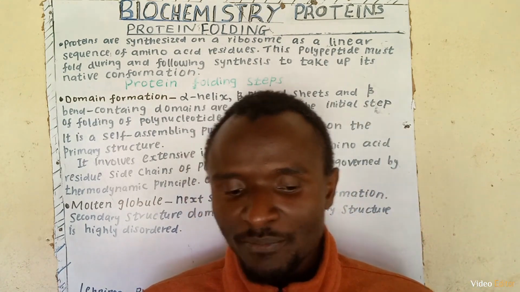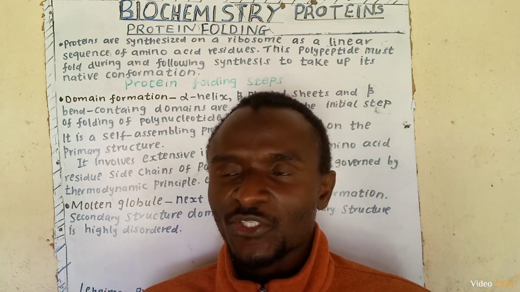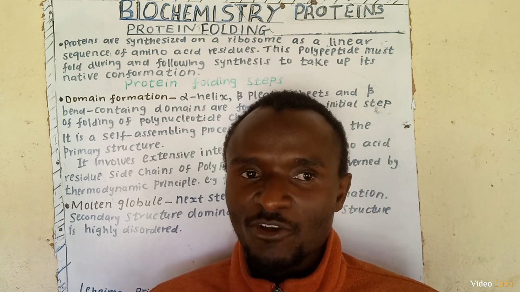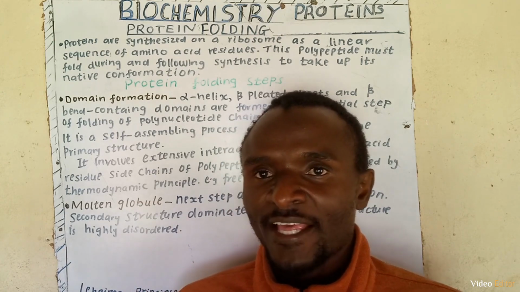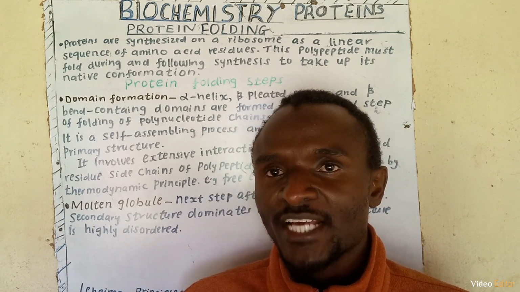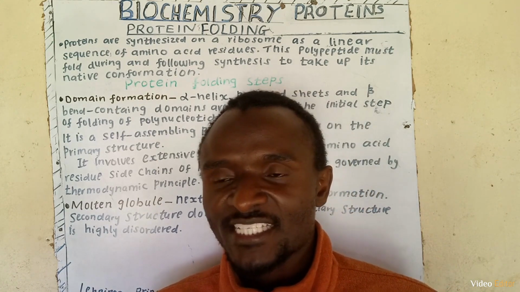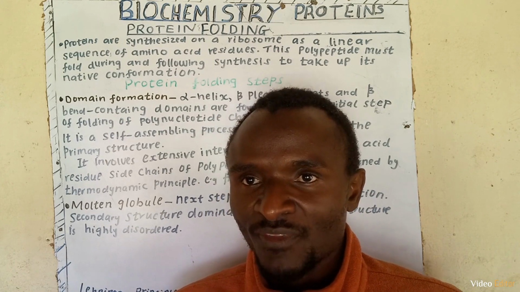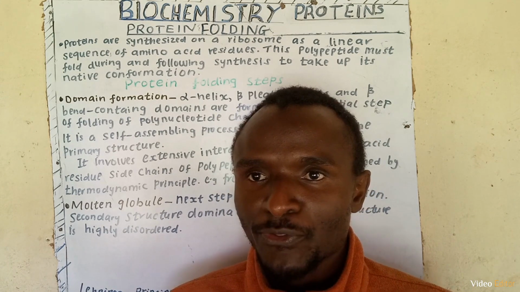Another point that you need to remember about that is that it involves intensive interaction among the side chains of amino acid residues on a polynucleotide. Then you also need to know that a domain is normally governed by thermodynamic principles such as that one of energy. The next one that you are going to look at is a molten globule.